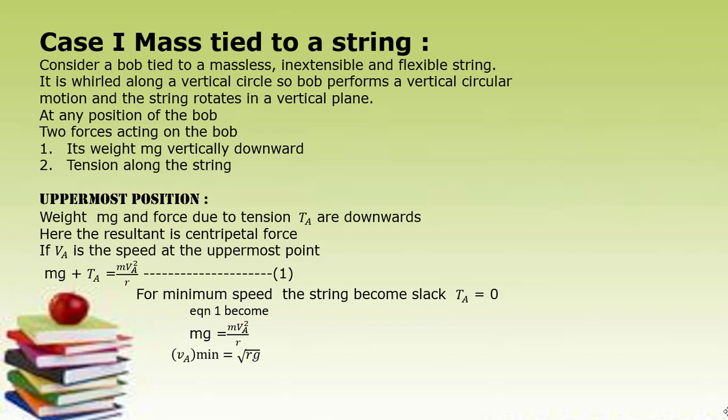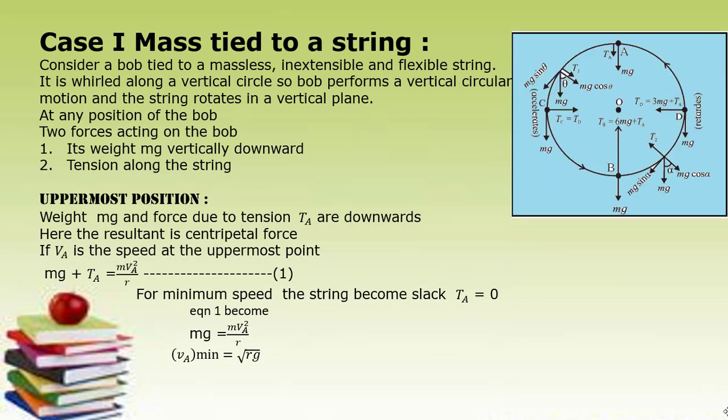Now here also, two forces act on the bob: one is its weight and second is its tension. Here you will get three positions, that is the upper position, lower position and middle position, and we get three equations for them. At the upper position, two forces mg and TA act, and their resultant is the centripetal force. So mg plus TA equals m va square upon r.